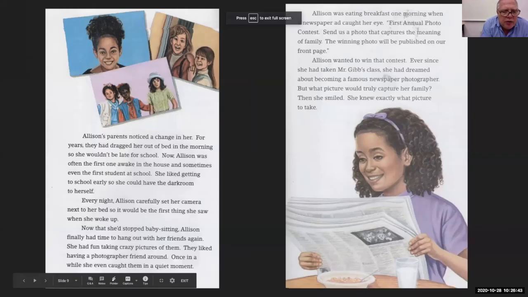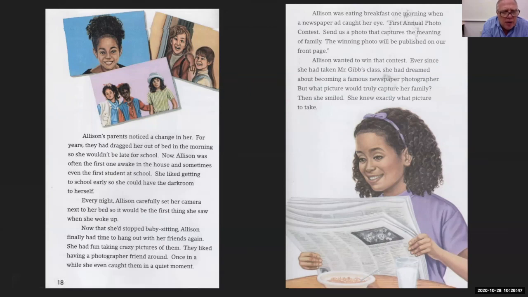Allison's parents noticed a change in her. For years, they had dragged her out of bed in the morning so she wouldn't be late for school. Now, Allison was often the first one awake in the house and sometimes even the first student at school. She liked getting to school early so she could have the dark room to herself. Every night, Allison carefully set her camera next to her bed so it would be the first thing she saw when she woke up.